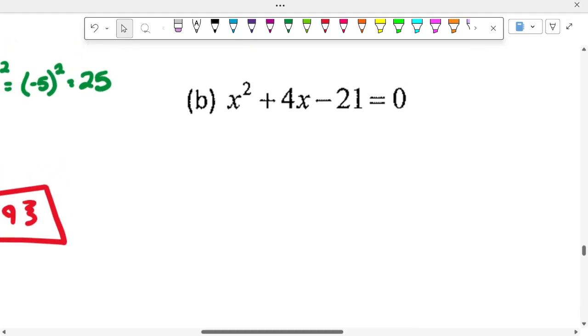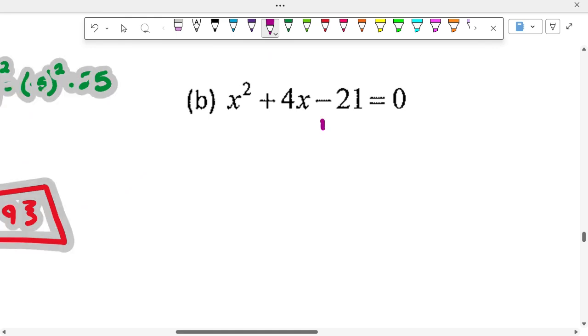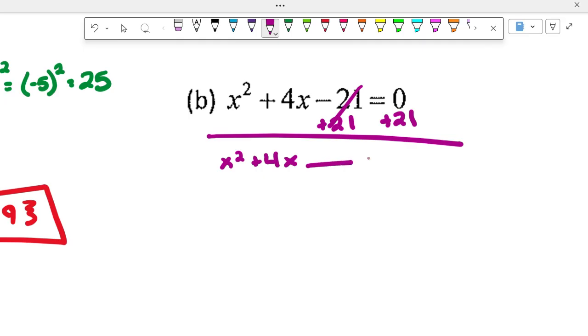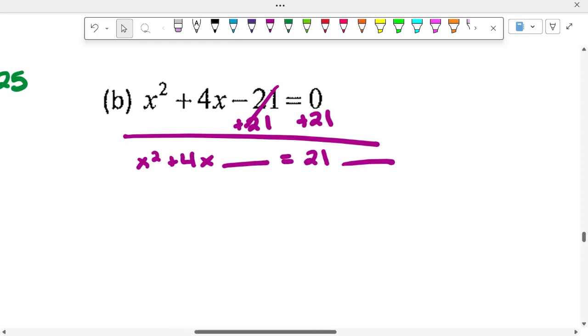So, what is my first step here? Add the 21 to both sides. So that goes away. I get x squared plus 4x, leave a big space, is equal to 21. Leave a space.